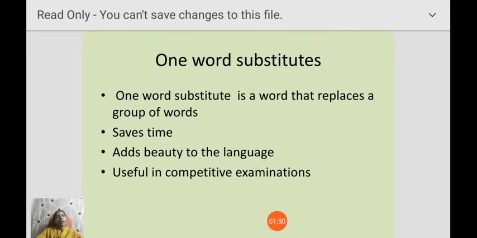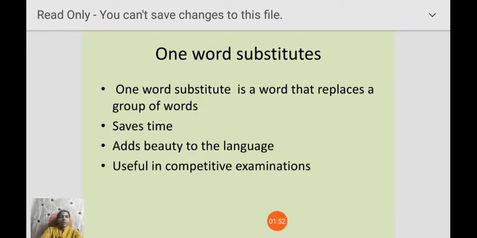Now look at the slide. I hope you understood what a one word substitute is. It is a word that replaces a group of words. Instead of writing a group of words, we will write only a single word to convey the meaning. So such words are called one word substitutes.